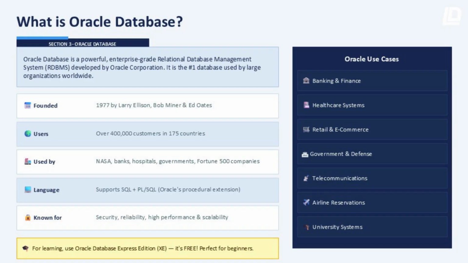One of the most powerful database systems used in the industry is Oracle Database. It is widely used in enterprise environments such as banking, government, and large-scale applications due to its reliability, security, and performance.